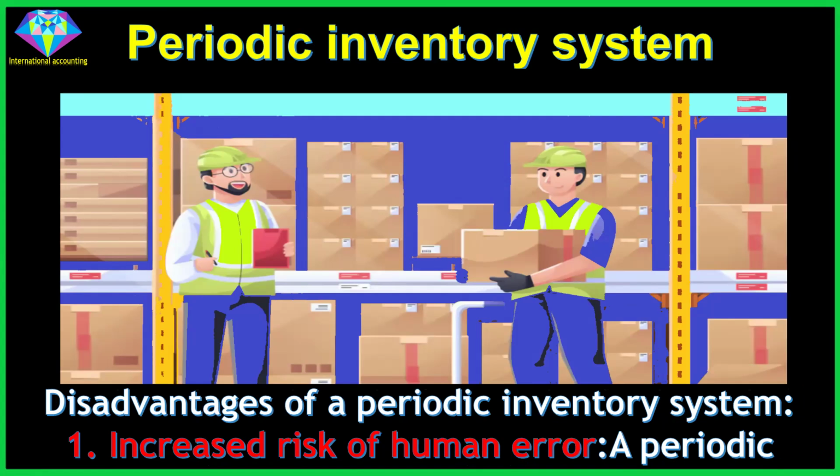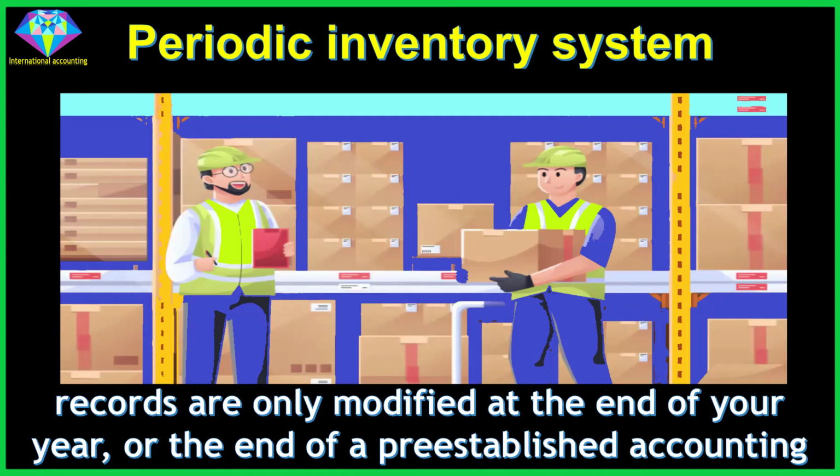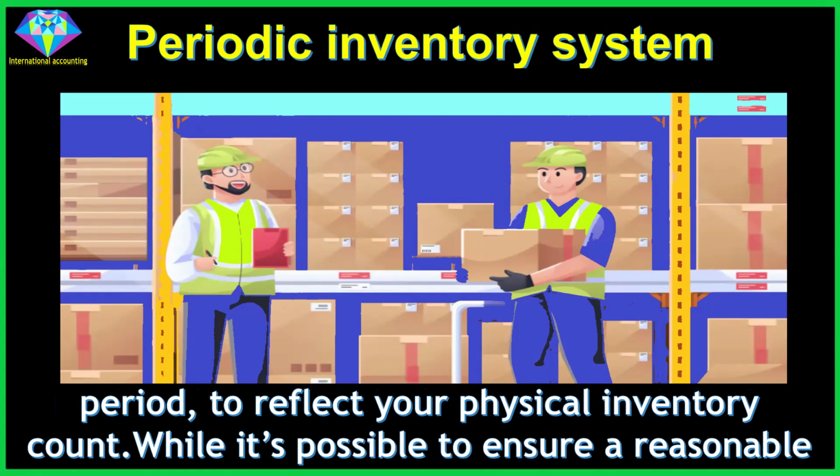Disadvantages of a periodic inventory system. 1. Increased risk of human error. A periodic inventory system has the potential to be highly inaccurate. This is because your accounting records are only modified at the end of your year, or the end of a pre-established accounting period, to reflect your physical inventory count.